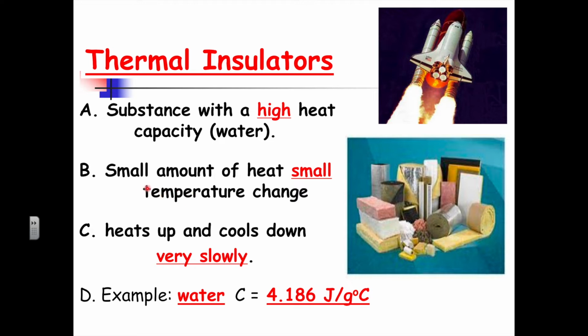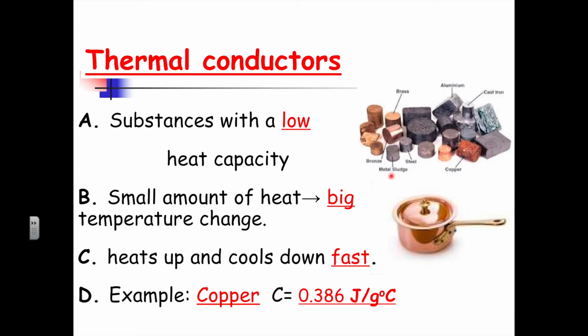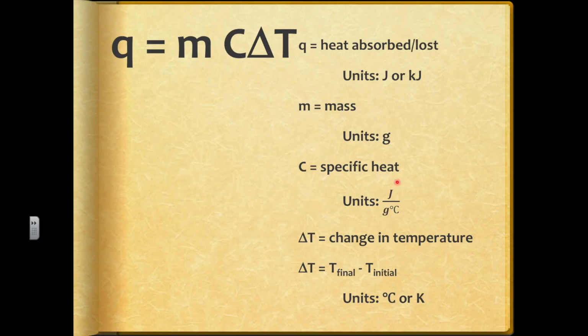Now they have a small amount of heat with a small temperature change, like this insulation here, and it heats up very, very slowly. So a good example is water. Water has one of the highest specific heats that we know of that's very common. So now a thermal conductor is mostly metal. That's the best example. It's something with a low heat capacity, and it heats up very, very quickly. Something like copper will heat up much faster than water, right? You notice your copper pot will heat up a lot faster than the water inside of it whenever you boil water. Well, this is why. It's because of their specific heats.